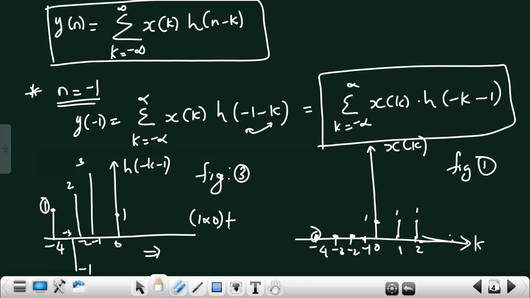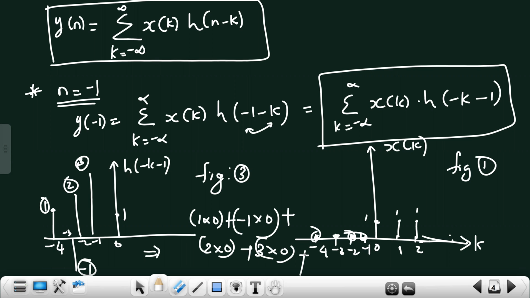So after -4 you will go for -3. At -3 you are having -1. Here you are having 0. So -1 into 0 plus the next value -2. You are having 2. Here it is again 0. So 2 into 0 plus in -1 you are having 3. Here you are having 0. So 3 into 0 plus at time t equal to 0 you are having 1. So 1 into 1, isn't it? 1 into 1 plus at 1. Do you have any value over here? No. At 1 you don't have any value, so it is 0. So 0 into 1 plus at 2 you are having 0 into 1.